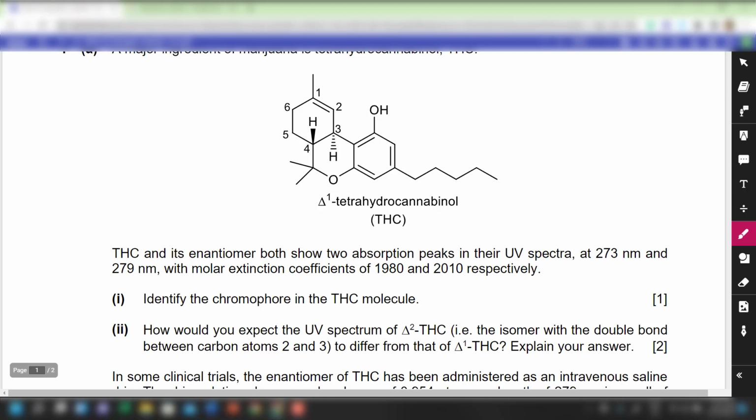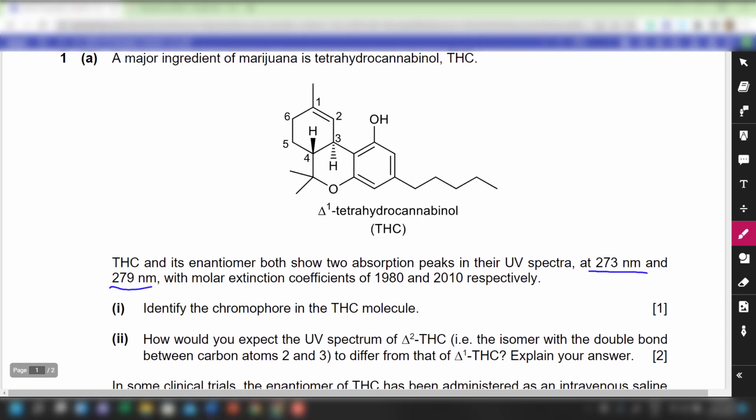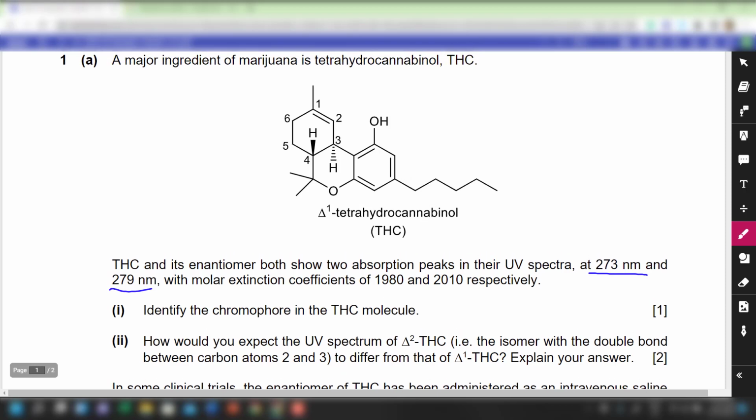Okay, and you were told that THC and its enantiomer show two absorptions, 273 and 279 nanometers respectively, with their respective extinction coefficients. The first part asks you to identify the chromophore in the THC molecule.